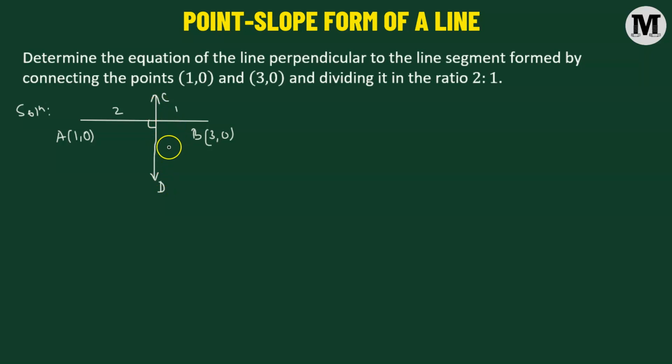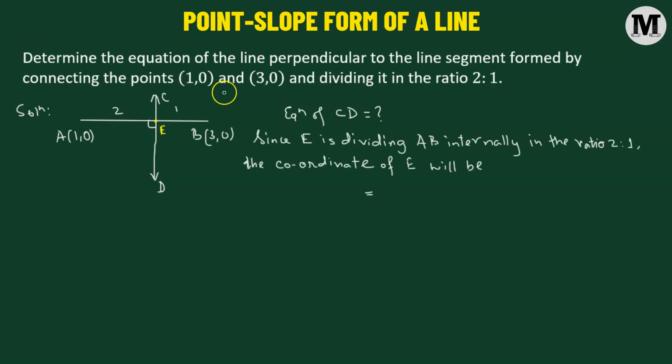So our goal will be to determine the equation of CD. So that's what we need to find. So here, let's first begin by obtaining the coordinate of point E. E is the point where the line CD intersects AB, dividing AB into ratio 2:1. So we can easily find out the coordinate of point E by using the internal section formula. So let's begin.